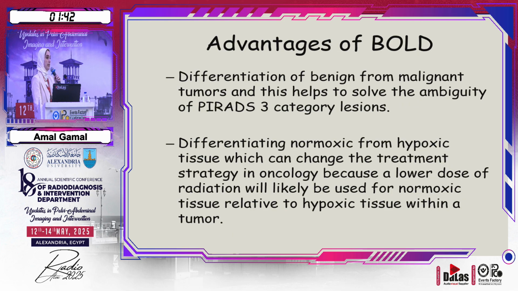An advantage of BOLD is that it is diagnostic, to differentiate between malignant and benign tissues, and this will help in the ambiguity of PIRADS 3 category lesions. Or if the tumor is already diagnosed as malignant, it can differentiate normoxic from hypoxic tissue within the tumor, which can change the treatment strategy in oncology, because a lower dose of radiation will likely be used for normoxic tissue relative to hypoxic tissue within a tumor.